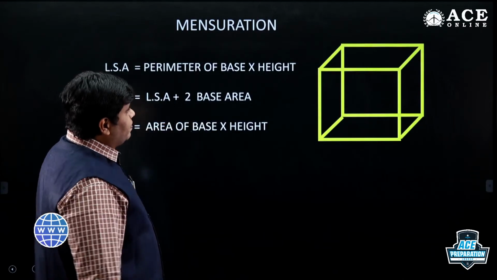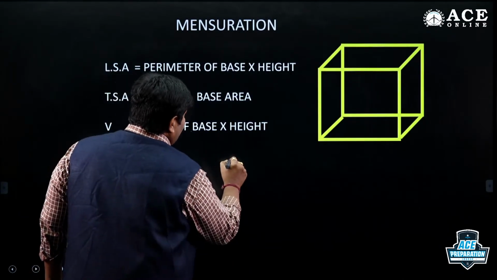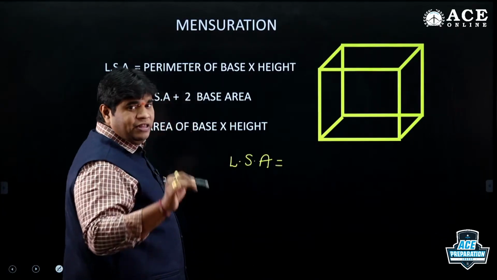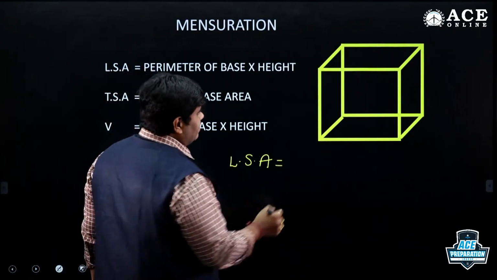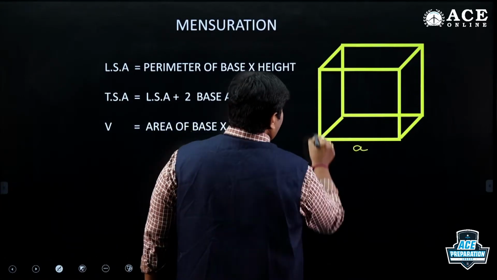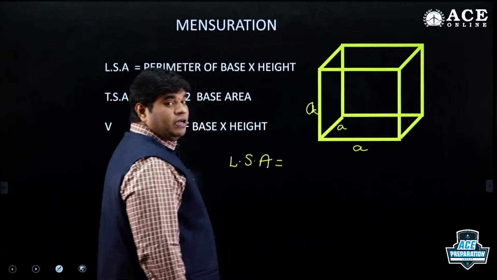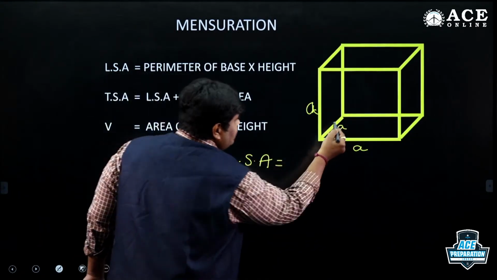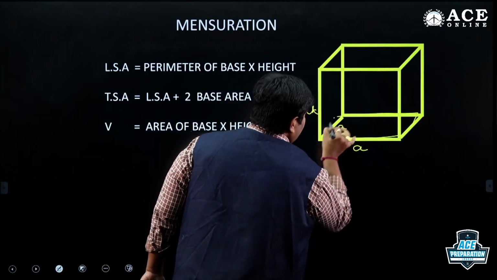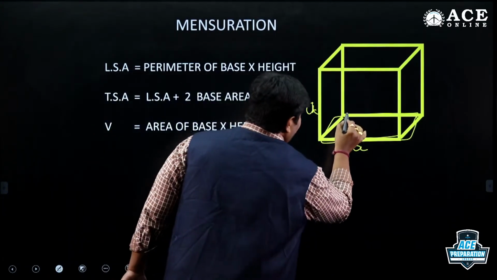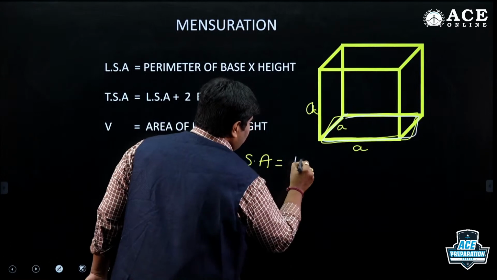Look at, here, cube. So lateral surface area, LSA. For a cube, length, breadth, height, each and everything is the same. So what is the perimeter of the base here? The base is a square. So perimeter is 4 into A.